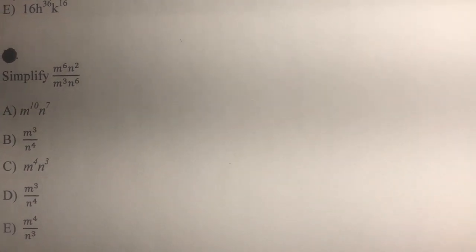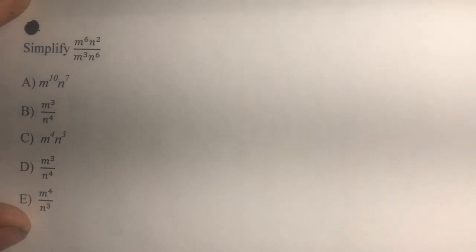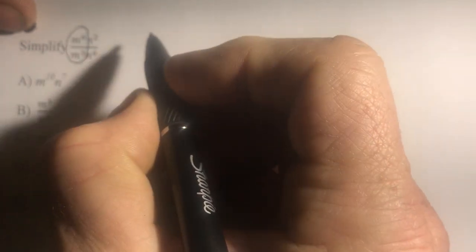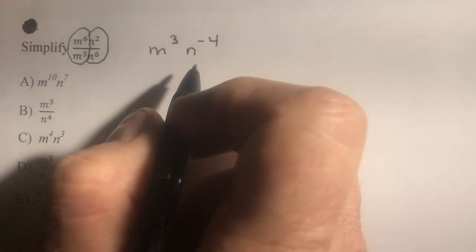What about this one? Simplify this. Okay. Now we're dividing, and when we're dividing like this, I have to subtract my exponents. Like right there, 6 minus 3 would be 3, so it's going to be m to the 3. And then right here, I subtract those. Well, 2 minus 6 is negative 4. So it's going to be m to the 3 and n to the negative 4.